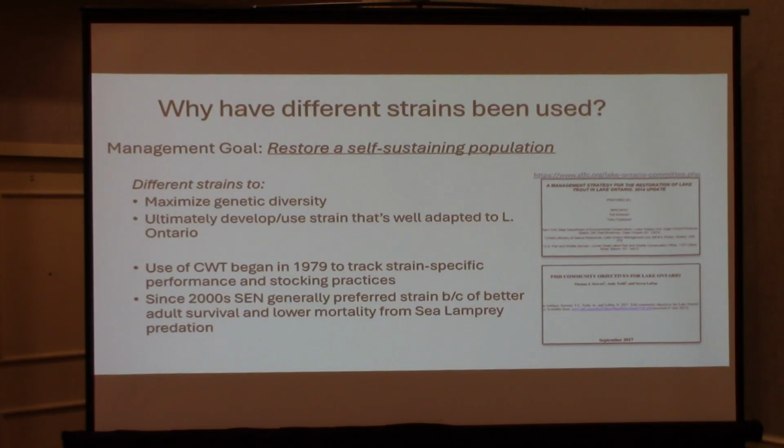Another reason different strains have been used is just what's available in the hatchery at the time of stocking. Starting in 1979, coded wire tags were used in stocked lake trout, and you can use this information to get back at some of the stocking practices and track strain-specific performance. Some papers suggest that since the 2000s, the Seneca Lake strain, which sometimes comes from other lakes, so kind of a Finger Lake strain, is generally the preferred strain because of better adult survival and lower mortality from sea lamprey predation.